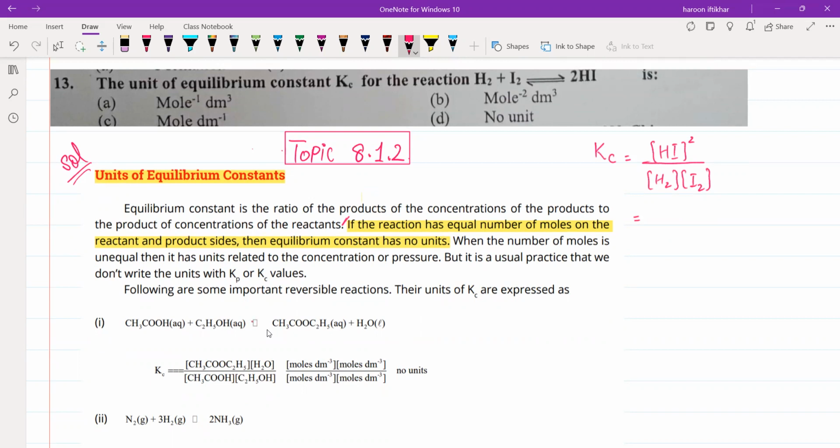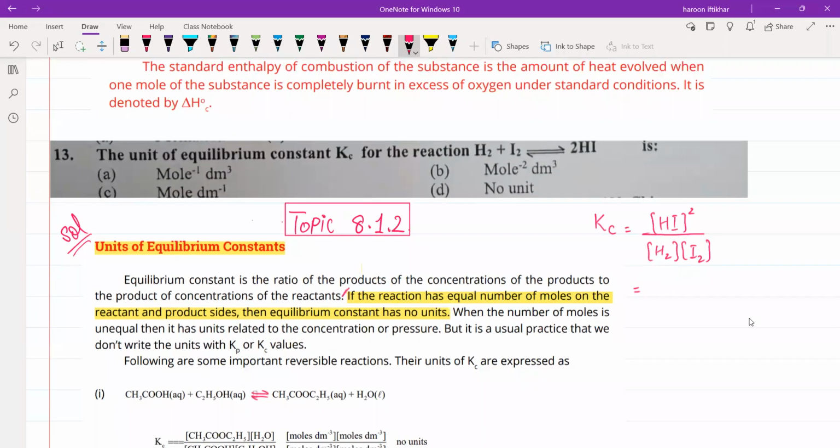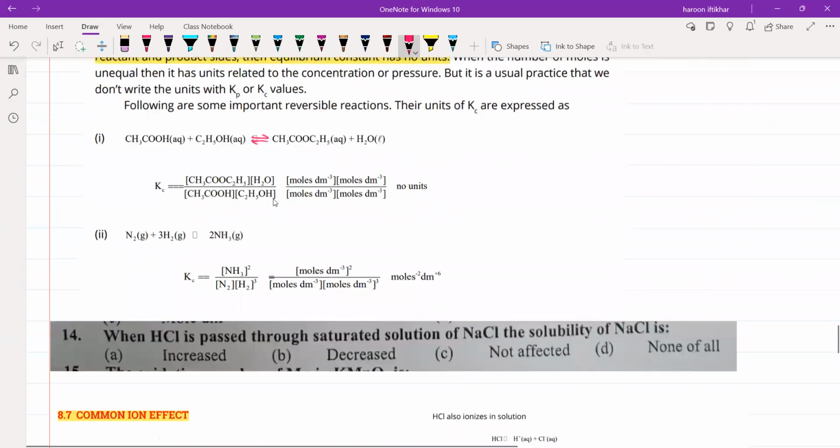This is the example of esterification, which is present in your book. So anything like this where we have an equal number of moles in reactant and product: mole per dm³ whole squared divided by mole per dm³ into mole per dm³. So we can collectively say that all the units will cancel with each other.